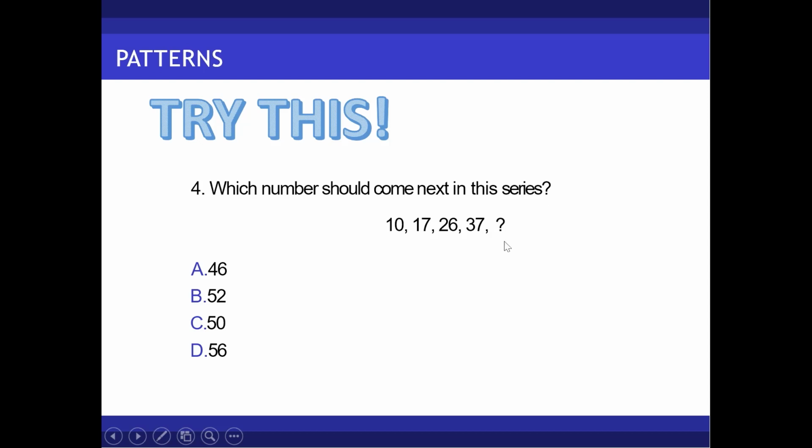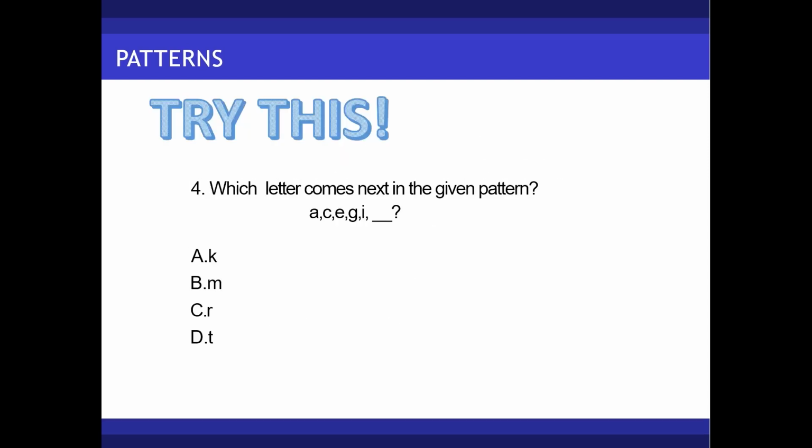And the next is 50, so that's 7 squared, 49, plus 1, that's 50. Try this. Which letter comes next in the given pattern? A, C, E, G, I. Can you figure it out?